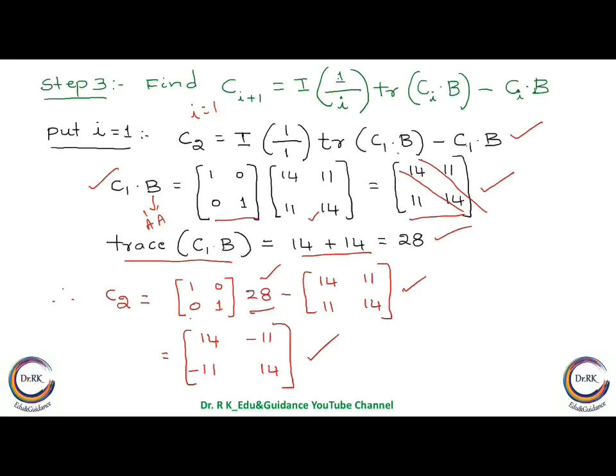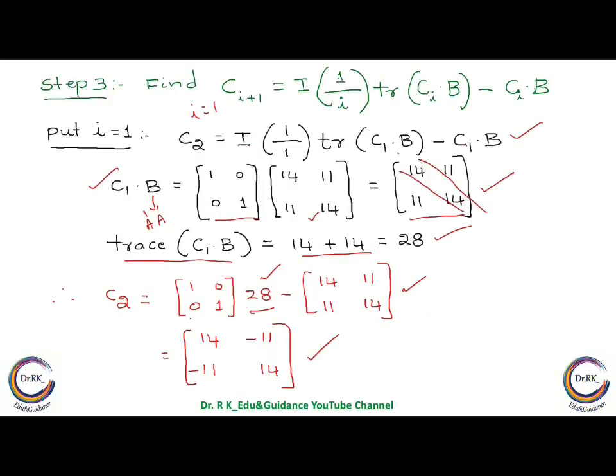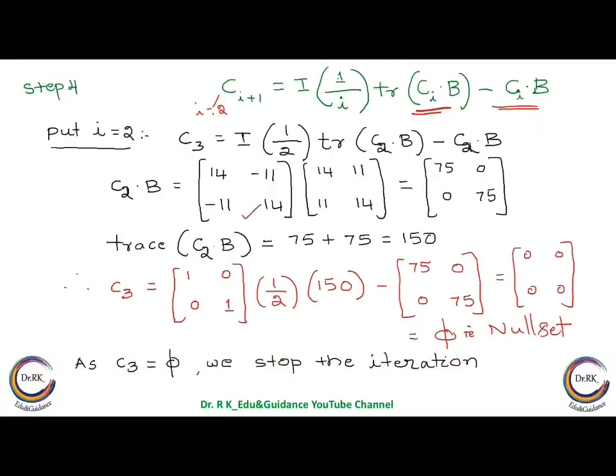So now I equal to 1, fine. Next we have to go for I equal to 2. Right? I equal to 2. So then C3, I into 1 by 2, trace of C2b minus C2b. So C2b means already just now we calculated C2, right? C2 is 14, minus 11, 14, right? C2 into B. So at the beginning we calculated this, right? A transpose into A, that is. So this we are getting.